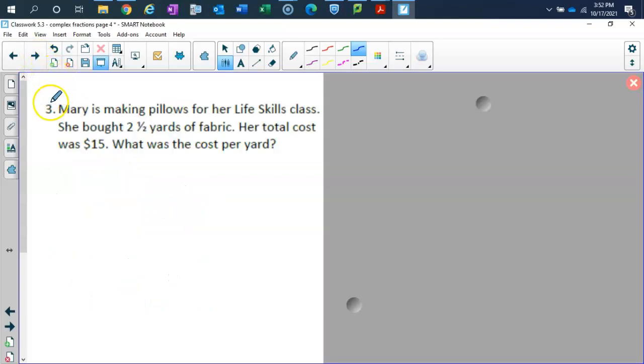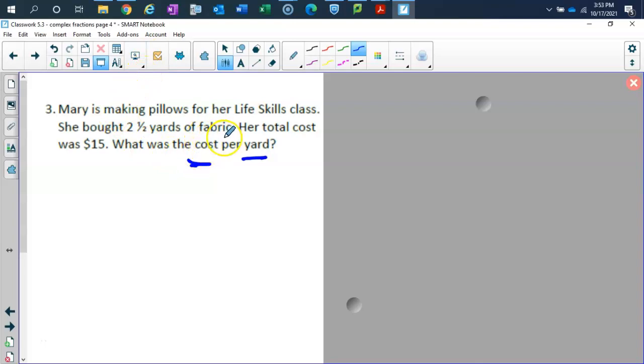Number 3, Mary is making pillows for her life skills class. She bought 2.5 yards of fabric. Her total cost was $15. What is her cost per yard? Make sure your answer has a label. Go.